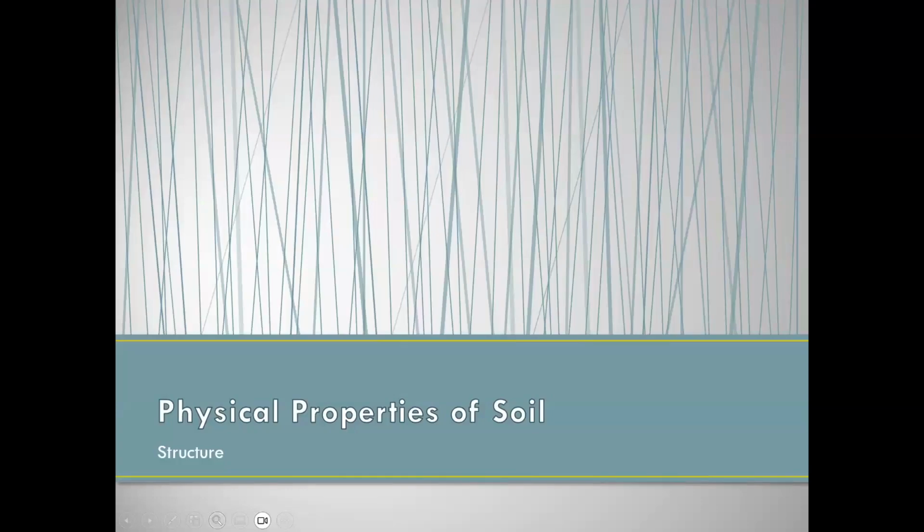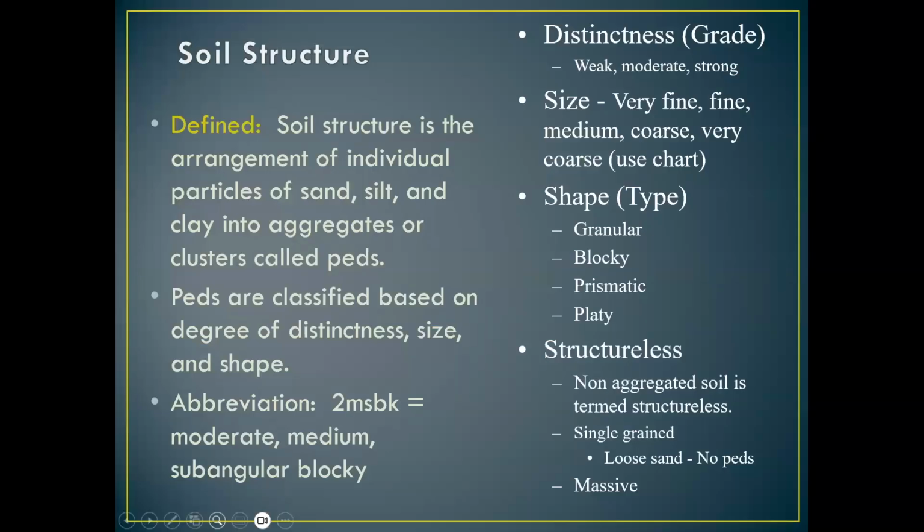So physical properties, structure, what are we looking at? The structure is physically, what does the soil look like? It's its shape. So it's the arrangement of the sand, silt, and clay into aggregates or clusters, and they're called peds. They're going to have distinctness of how well we can see them, whether it's weak, moderate, or strong. Size, how big, small ones to big ones, and it'll be different depending on what shape it is. And then the shape of it, what does it look like? Little granulars or crumb structure, as we've mentioned, blocks, prisms, or platy.